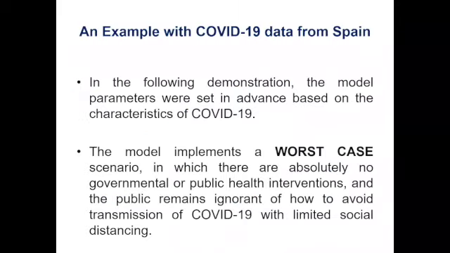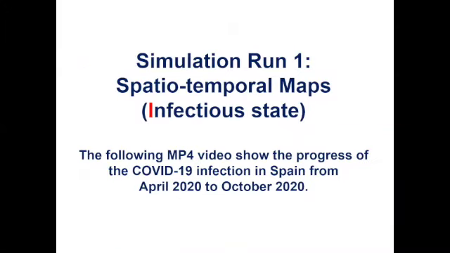So I think we are ready to view the animation or the simulation. In the following demonstration, the model parameters were set in advance based on the characteristics of COVID-19. And the model implements the worst case scenario in which there are absolutely no governmental or public health interventions. The public remains ignorant of how to avoid transmission of COVID-19, with limited social distancing. So this is my first attempt here.